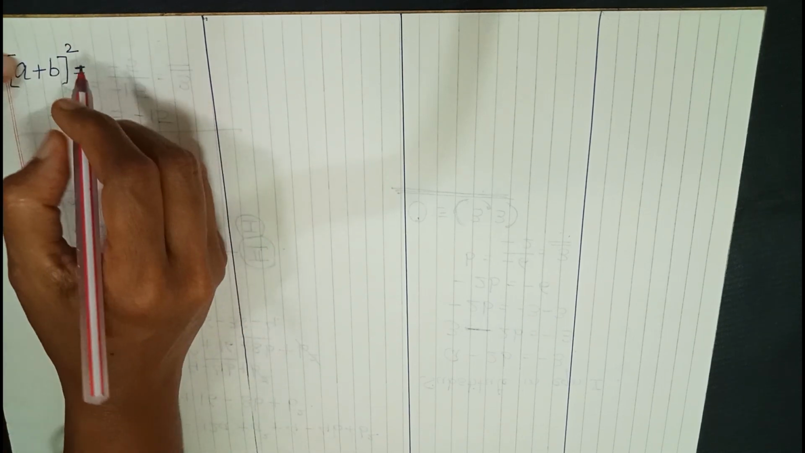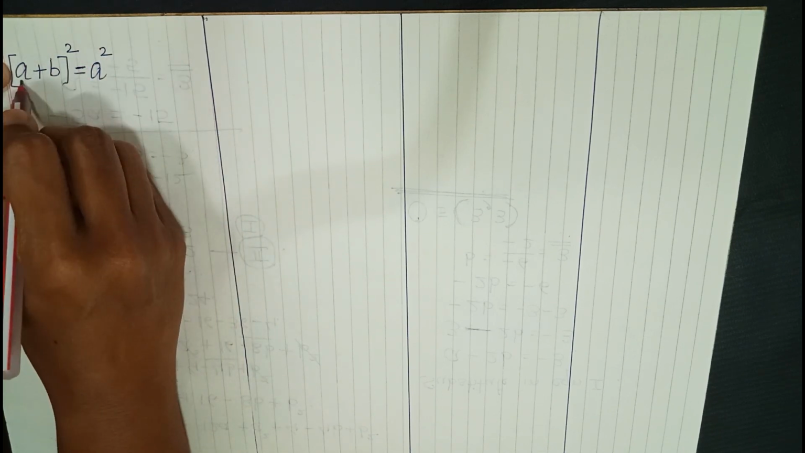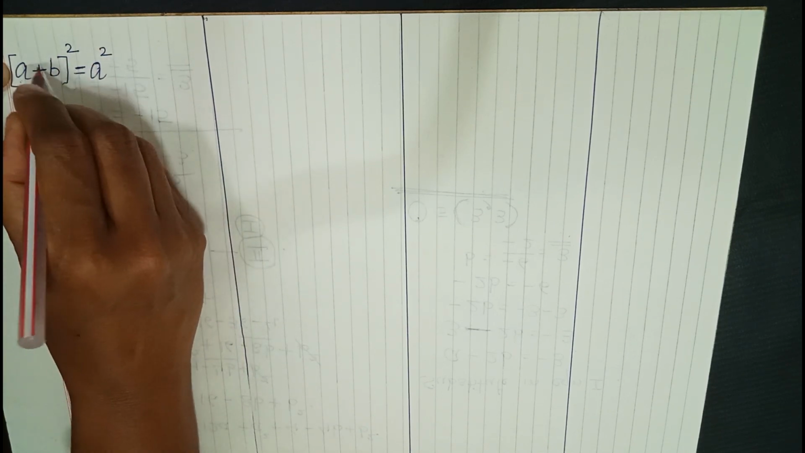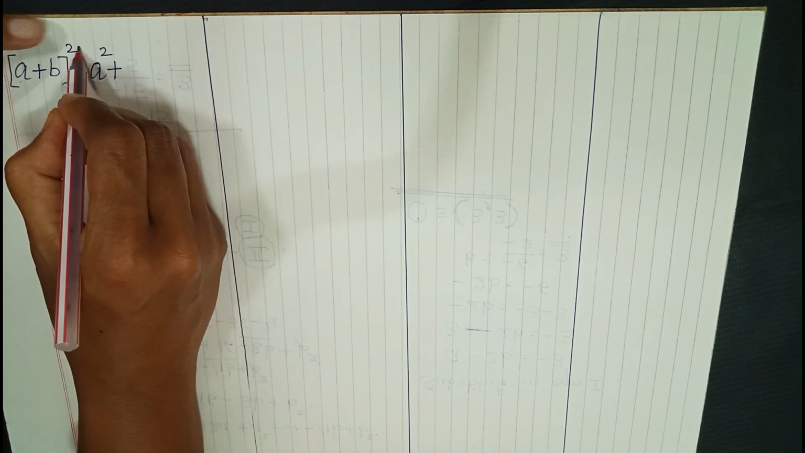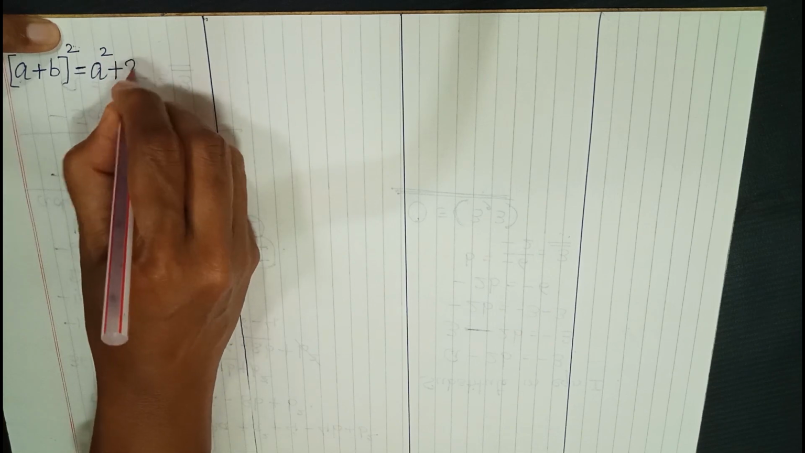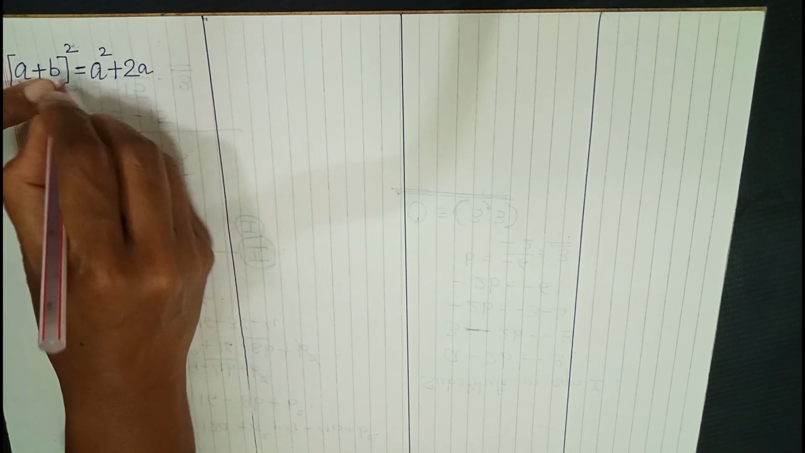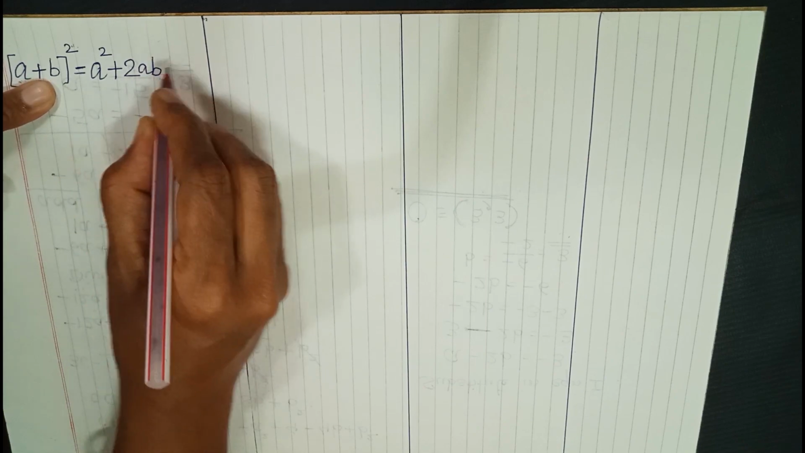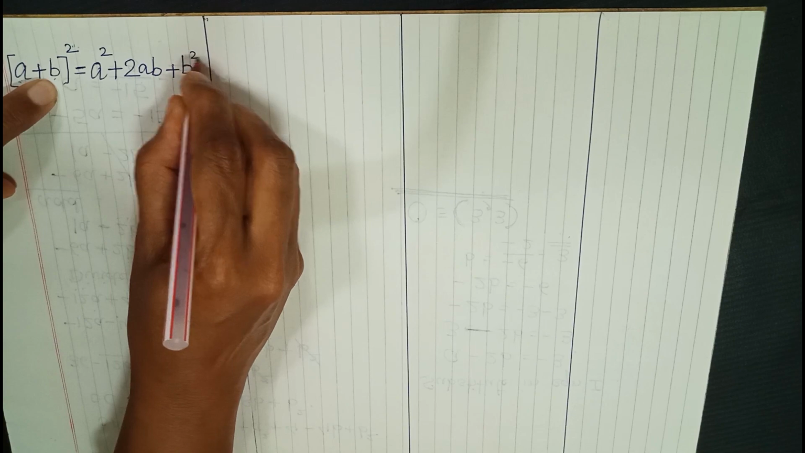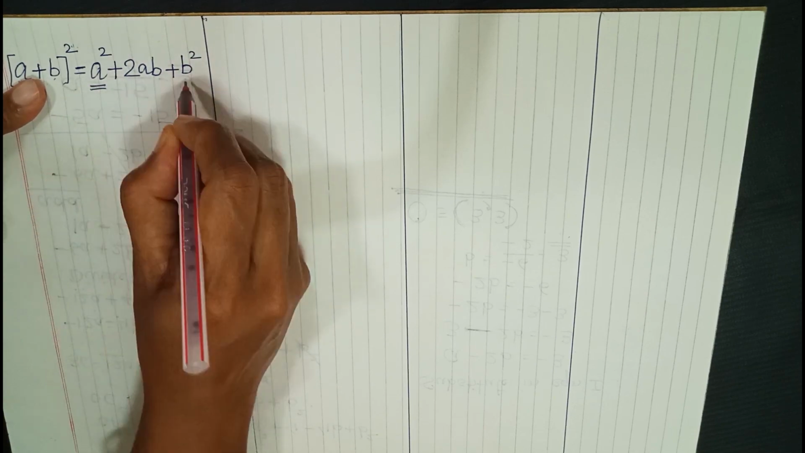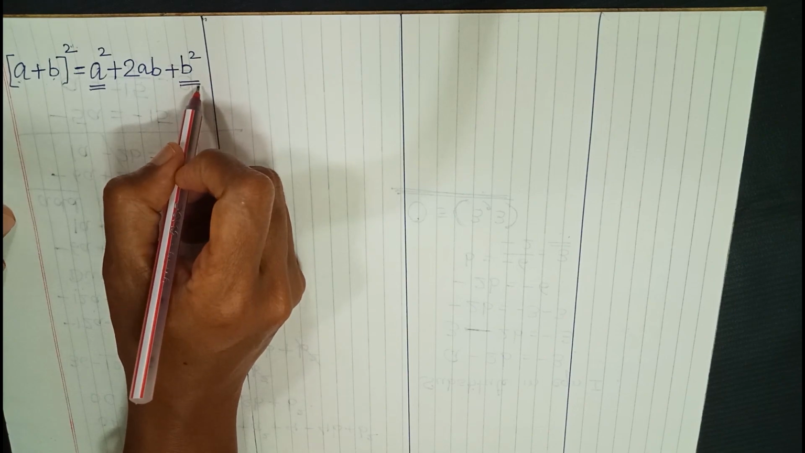So how do you expand this? We square the first number to get the first term, that is a square, and then there is a plus sign in between, so we put a plus sign here. Then since this is a square, we start from here: 2 multiplied by the first number a, then multiplied by the second number b. So we get 2ab, and plus the second term square, that is b square. Always remember that a square and b square terms can never be negative. They will always be positive.